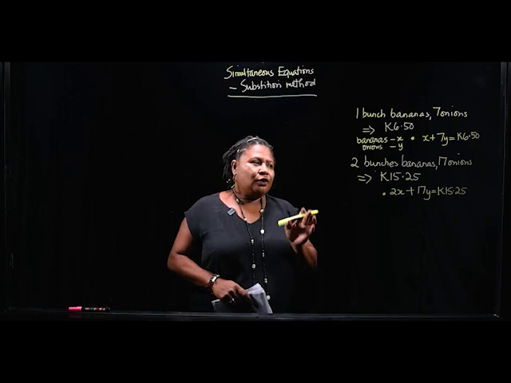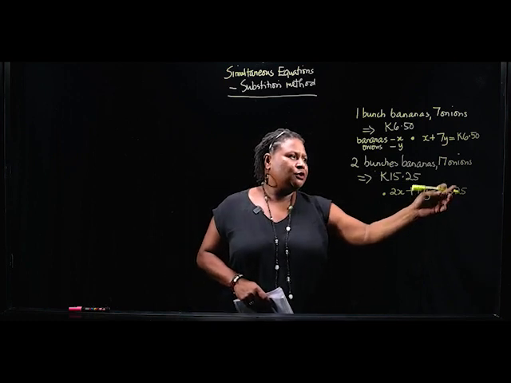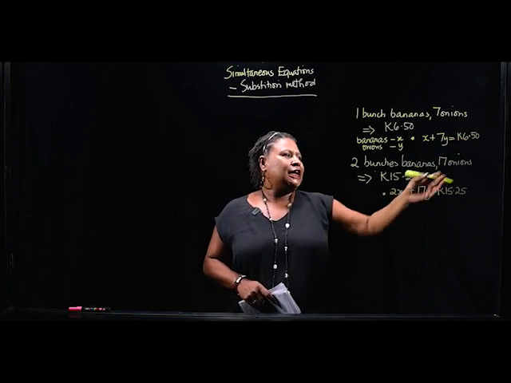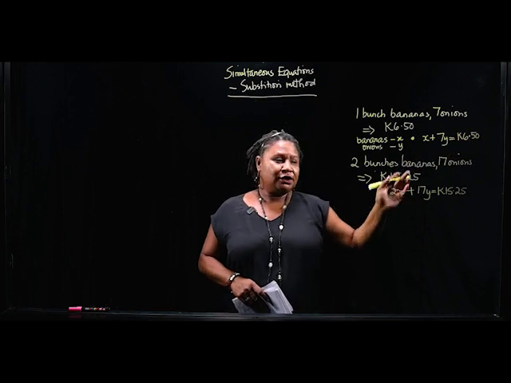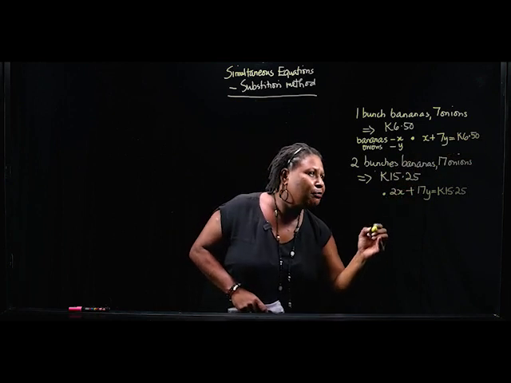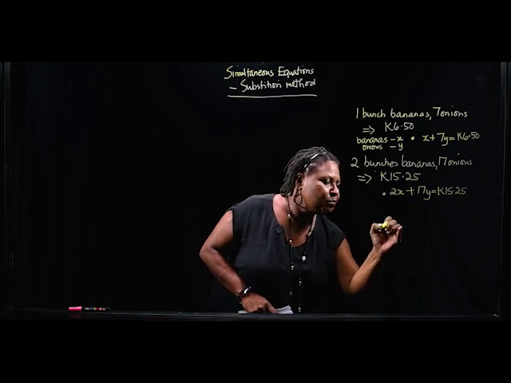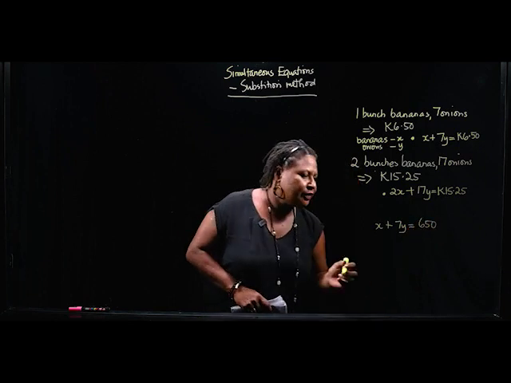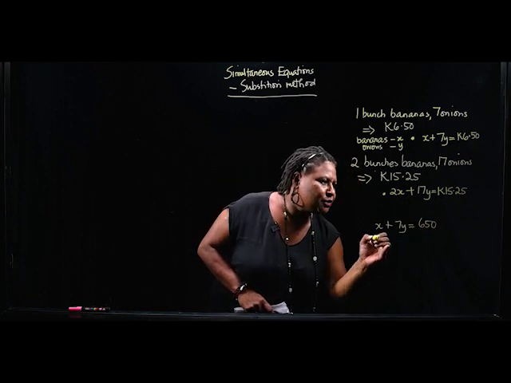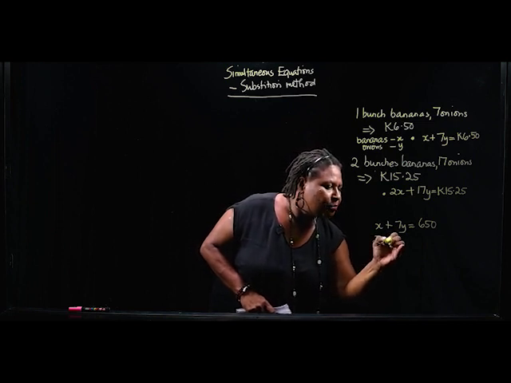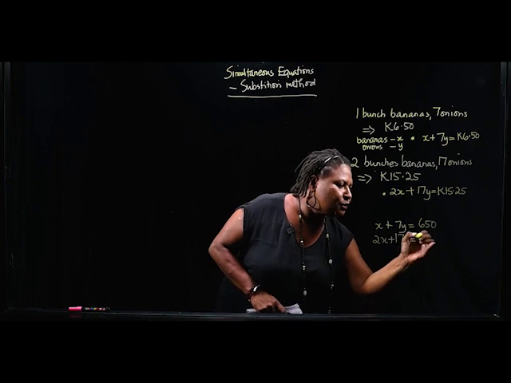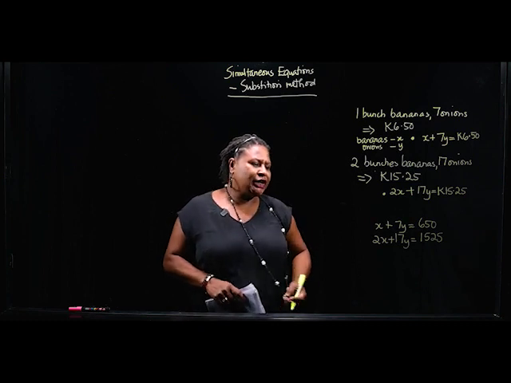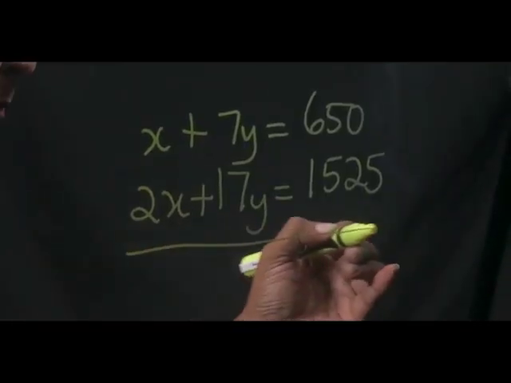Now to make solving easier, we don't want to use these numbers with decimal points. So we are going to make them whole numbers. Instead of using kina, we will use toya. So equation number 1 will be x plus 7y equal to 650 toya. And equation number 2 is 2x plus 17y equal to 1,525 toya. So here are the 2 equations we are going to use.